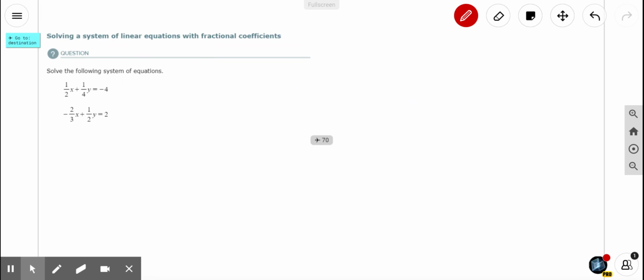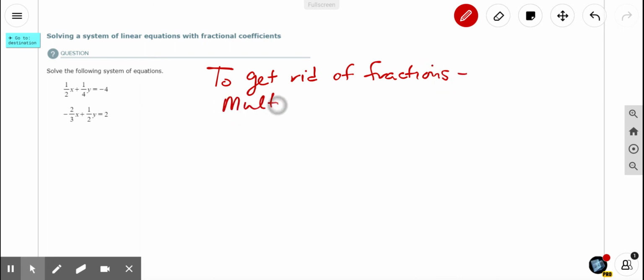Okay, so this one has fractions, and there's a trick to getting rid of fractions. I think we've already learned it, but I'm going to state it again. To get rid of fractions, multiply by the LCD, least common denominator. You guys, it'll get rid of them.